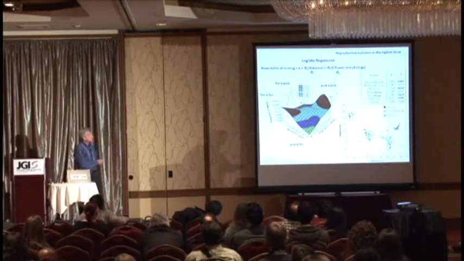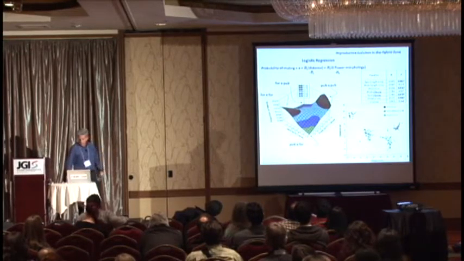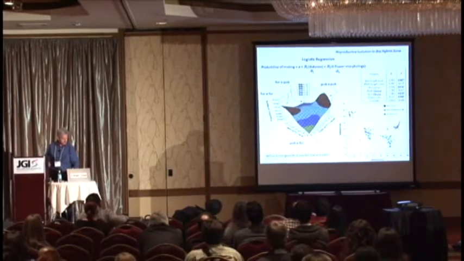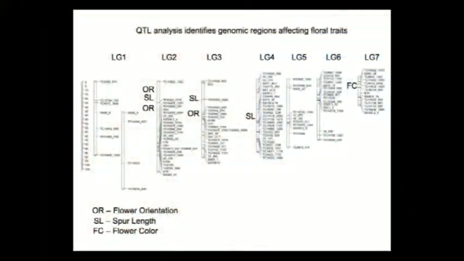And so the question for us now is, what's the genetic basis of these traits? Okay. So we've done QTL mapping on the genome. As I said earlier, the genome's only about 300 megabases. It's a nice small genome. There's only 7 chromosome pairs.